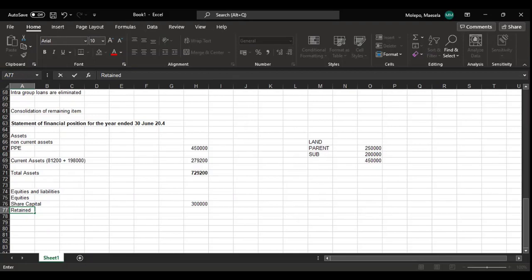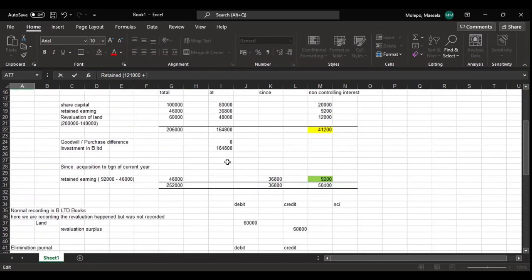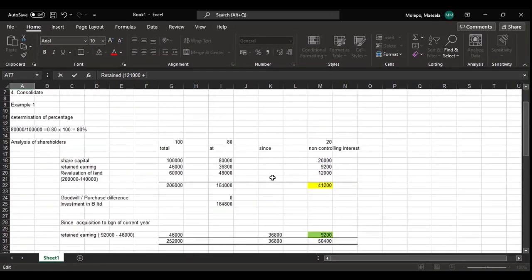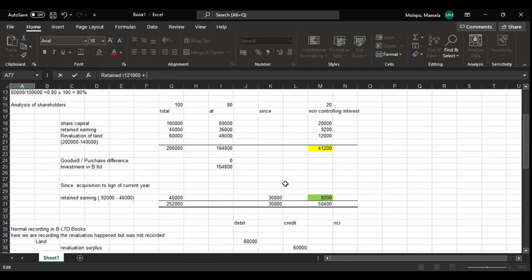And then we also have to take into account the one of a subsidiary. So the retained earnings of a parent is how much? 121,000. Then we add it with what? The one for subsidiary, we're gonna take this one because here is at 80%.